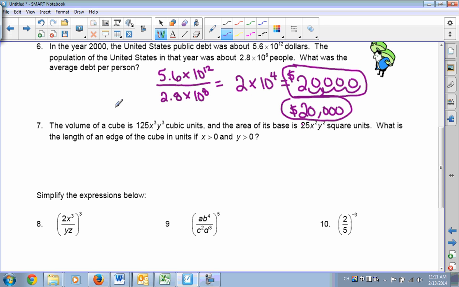All right, so the volume of a cube is 125 x cubed y cubed cubic units. And the area of its base is 25 x squared y squared square units. What is the length of the edge of the cube in units if x has to be greater than 0 and y has to be greater than 0? Obviously, in lengths, you can't have anything less than 0. So we're going to take the volume and do what? What is the formula for volume of a cube? Length times width times height. Or side times side times side.